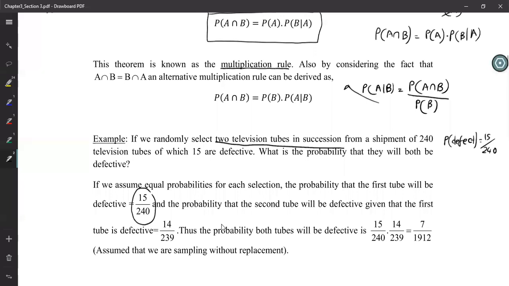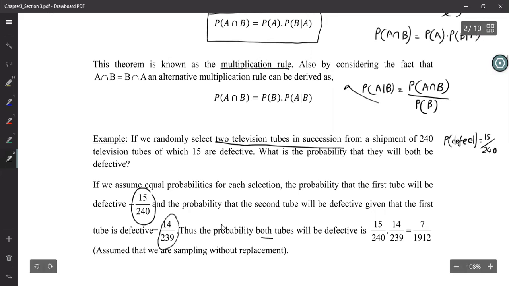Why? Because we need both to be defects. If you need both of them to be defects, the first should be a defect and the second should also be a defect. The probability the first is a defect is 15 over 240. For the second, now there are only 239. Since you already picked a defect in the first one, there are only 14 defects remaining. So the probability that the second is also a defect will be 14 out of 239.